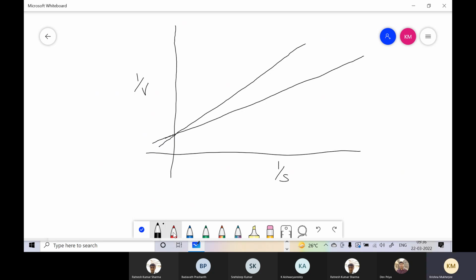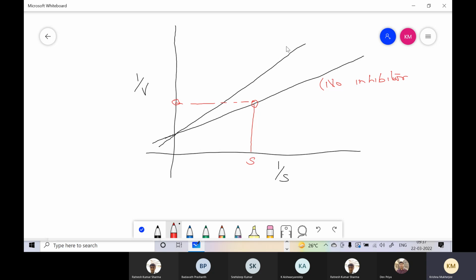So suppose you are operating at this point. I choose some random point here. This is the point that you are operating at a substrate concentration S. Now S is doubled. So this is the normal equation for no inhibitor, 1 by V versus 1 by S. So this is the velocity at this substrate concentration. Some qualitative drawing, no inhibitor.